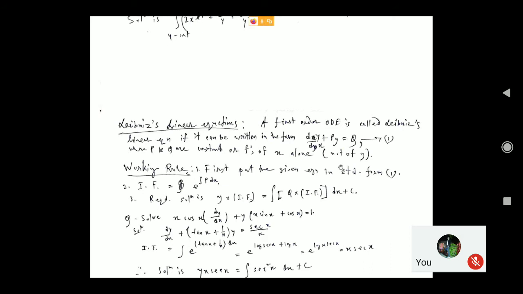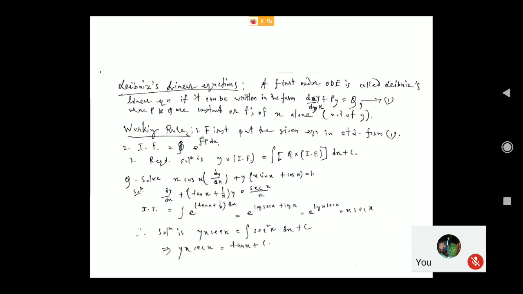Next, we have another type of equation called Leibniz linear equation. What is this? A first order ordinary differential equation is called Leibniz's linear equation if it can be written in the form dy/dx plus Py equal to Q, where capital P and capital Q are constants or functions of x alone. X alone means y should not be involved.